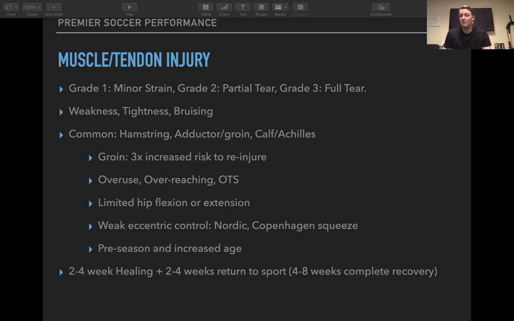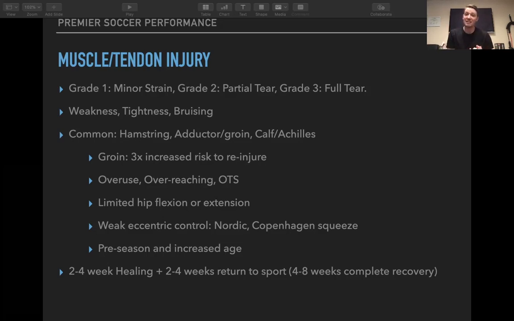And a lot of the time when you do have a strain, there's weak eccentric control. Eccentric control is that slow lowering, right? So like for a bicep, you're doing a bicep curl, you curl up, that's the concentric phase. Slowly lowering that weight back down is the eccentric phase. If you strain or tear a muscle, you will lose the ability to have eccentric control.